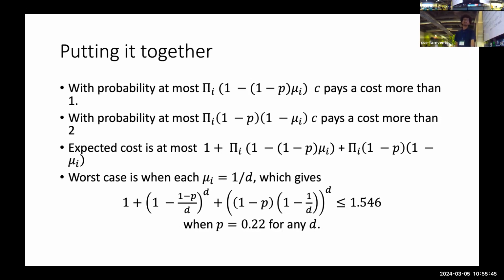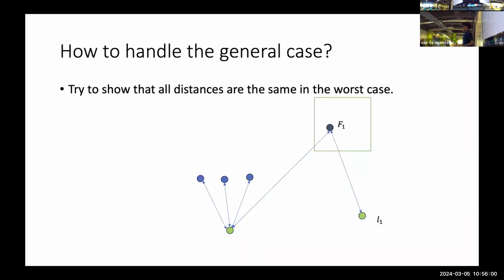Yeah, and then if you set P to be some value, you're going to get an upper bound of 1. Okay, so let's see how much time I have. Like 5 minutes. Okay, let me tell you some intuition about how we deal with the general case.